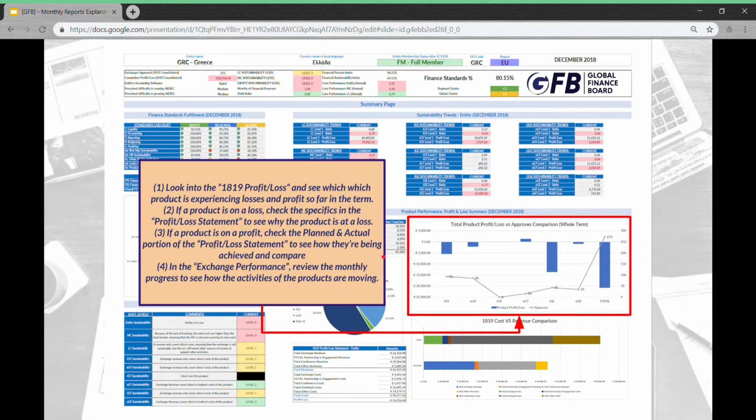Now here at the side, look into the 1819 profit loss and see which product is experiencing losses and profit so far. If a product is on loss, check the specifics of the profit loss statement to see why the product is at loss. If a product is on a profit, then check the plan and actual to see if they're being achieved and compare. Even though a product is on a profit, you need to check: my product is on a profit, but is it actually achieving the planned budget? In the exchange performance, review the monthly progress to see how the activities of the products are moving.